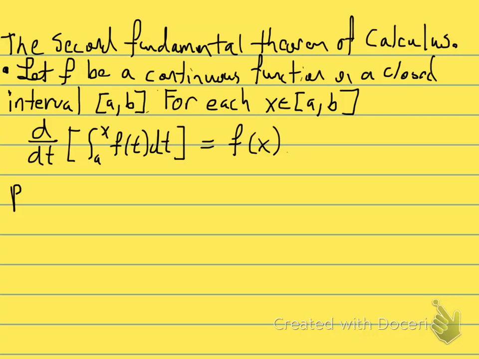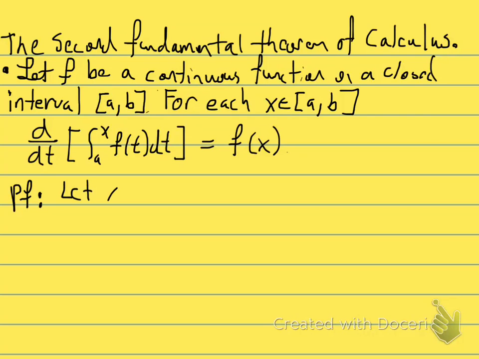We're going to say let f be a continuous function on a closed interval [a, b], and then for each x in this closed interval, if I take the derivative of the definite integral from a to x of f of t dt, that's going to be equal to f of x. So it's like I'm taking the derivative of some sort of area function, and it tells me the rate of change of the area at a specific snapshot in time. So let's take a look at the proof.